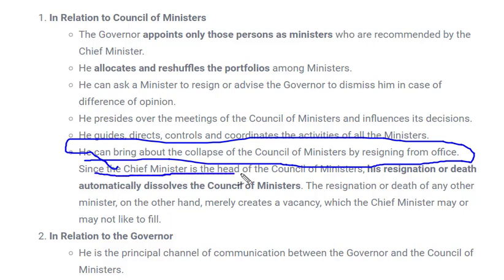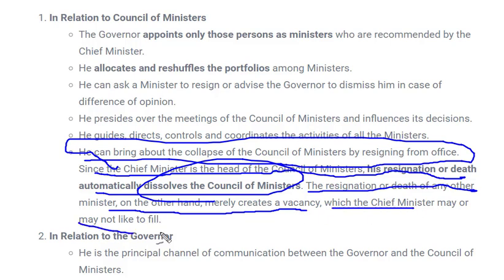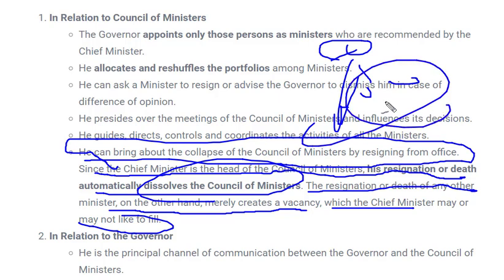Since the chief minister is head of the council of ministers, his resignation automatically dissolves the council of ministers. It doesn't mean that it is done separately; it is written in the constitution that it automatically dissolves whenever a chief minister dies or resigns. The resignation or death of any other minister rarely creates a vacancy which the chief minister may or may not fill. But as we have seen, if the head of those ministers dies, the council of ministers is dissolved. That means it's completely finished.